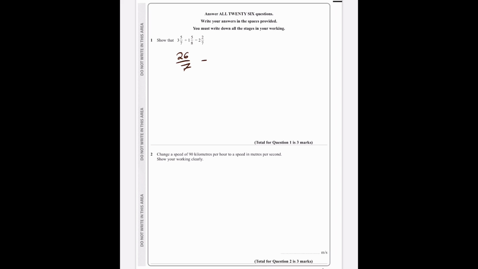Question number 1 is a dividing fractions question. Be careful, it's a show that question, so don't skip out any steps, otherwise you will lose marks. I've turned them into top-heavy fractions. I've flipped the fraction that I'm dividing by. I've cancelled, showing my cancelling clearly, and that comes out to 16/7, which is 2 2/7. No room for ambiguity there, no big steps.